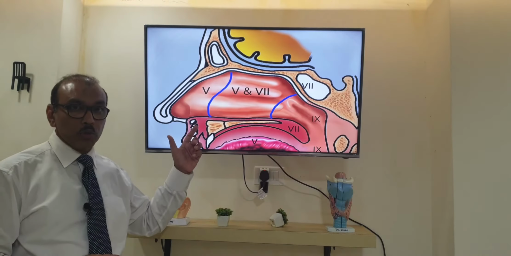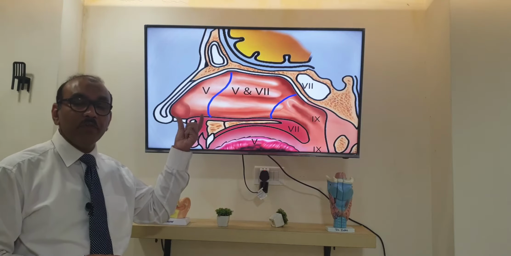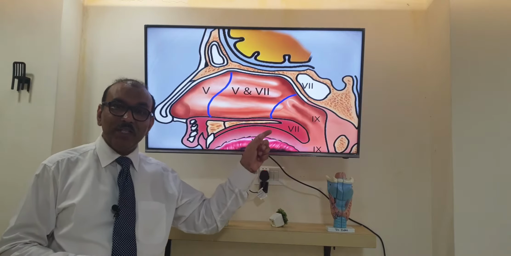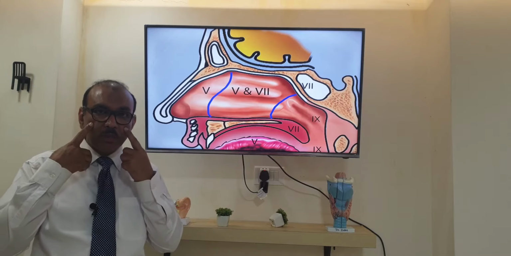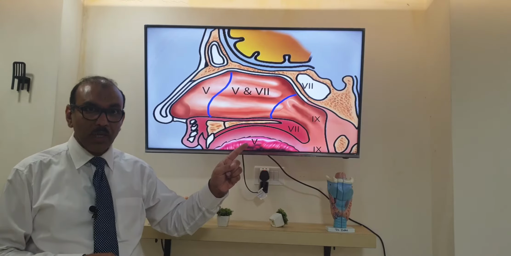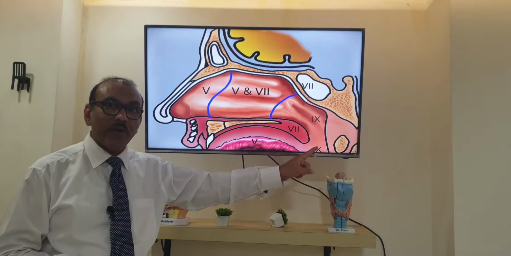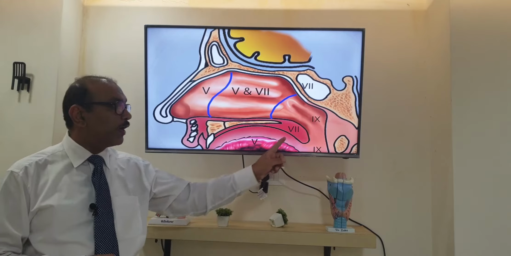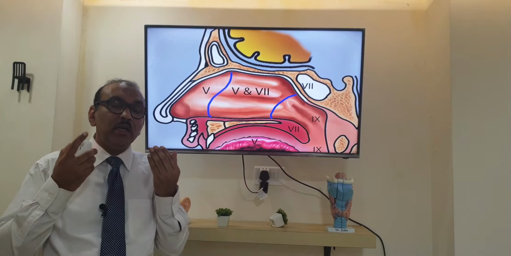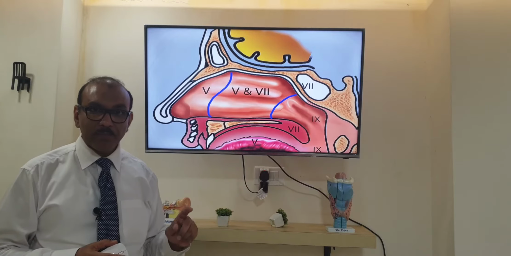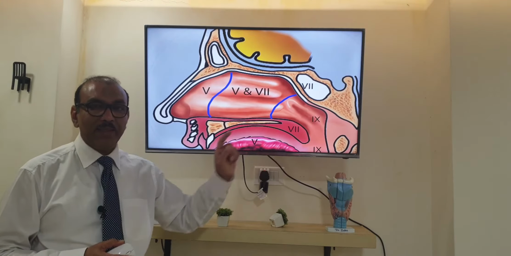Now coming to the nose, the anterior part is supplied by the 5th cranial nerve, the rest of the part by the 5th and 7th together, and the sinuses by the 5th, and the last sinus, sphenoid, by the 7th, nasopharynx by the 9th, oropharynx again. The nasopharynx means the part behind the nose, oropharynx means the part behind the tonsil and the part behind that, supplied by the 9th, and the uvula is supplied by the 7th.